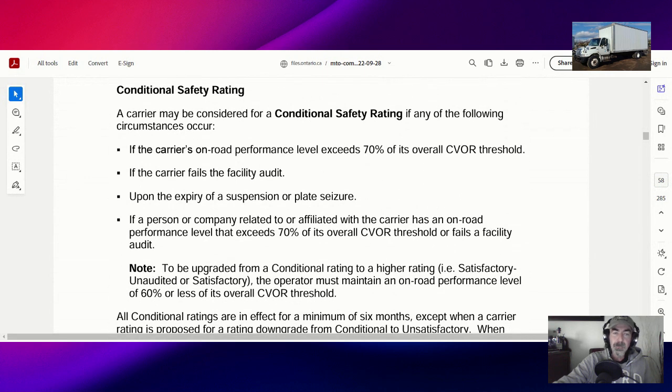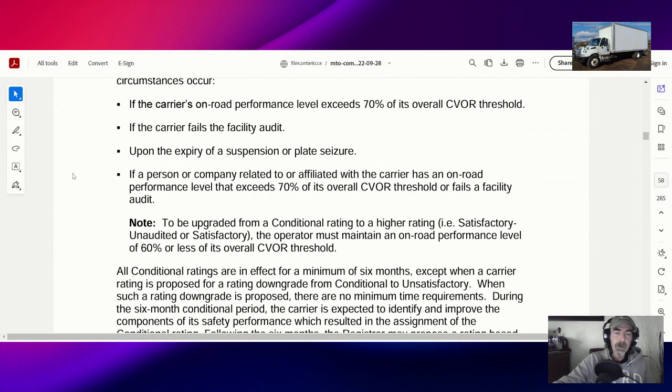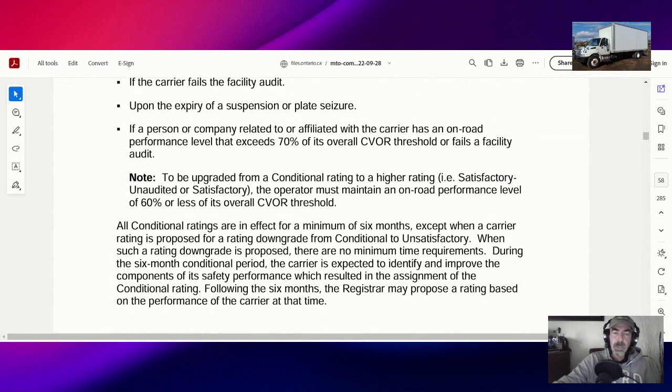Conditional safety rating. A carrier may be considered for a conditional safety rating if any of the following circumstances occur. If the carrier's on-road performance level exceeds 70% of its overall CVOR threshold. If the carrier fails the facility audit. Upon the expiry of a suspension or plate seizure. If a person or company related to and affiliated with the carrier has an on-road performance level that exceeds 70% of its overall CVOR threshold or fails a facility audit.